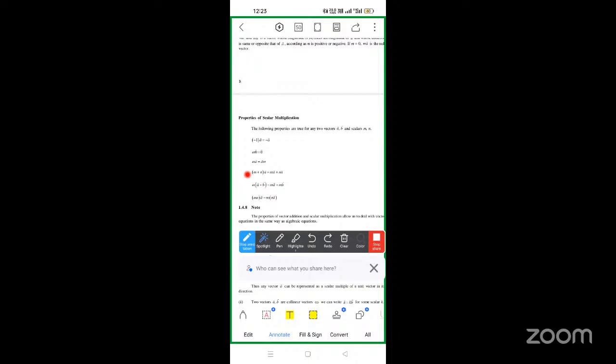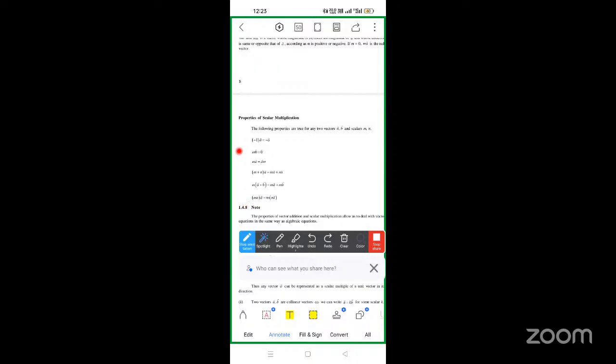So next, M plus N into A bar is equal to M into A bar plus N into A bar. This is like distribution in multiplication, and this is also equal. Next, M into A bar plus B bar is equal to M into A bar plus M into B bar. Next, M N into A bar is equal to M into N A bar.